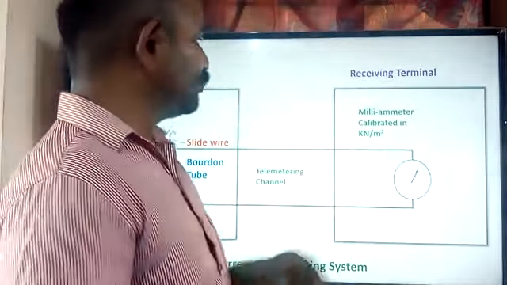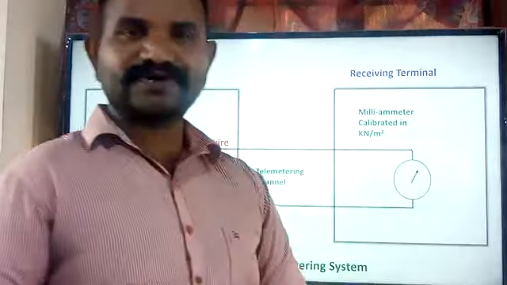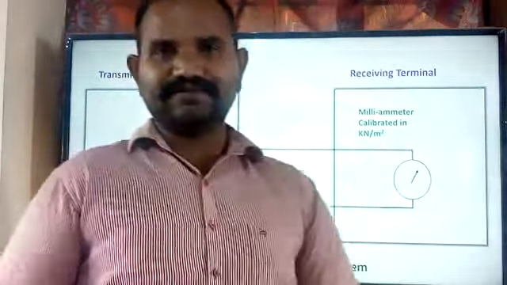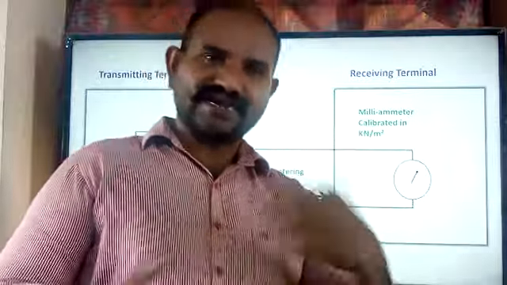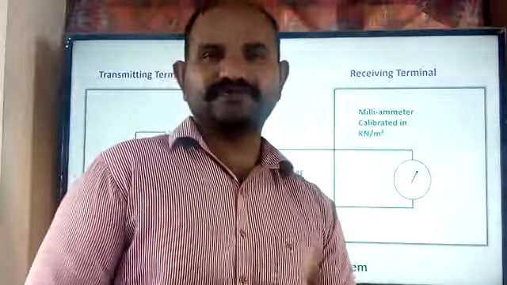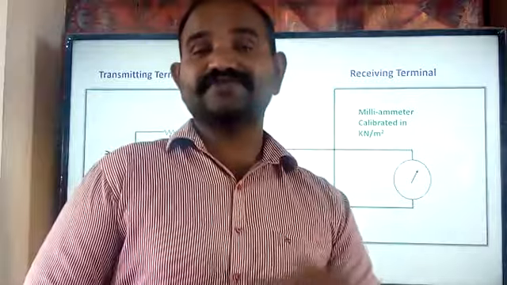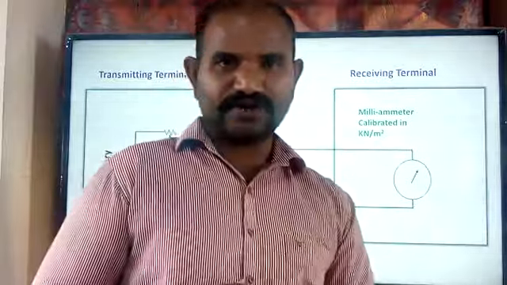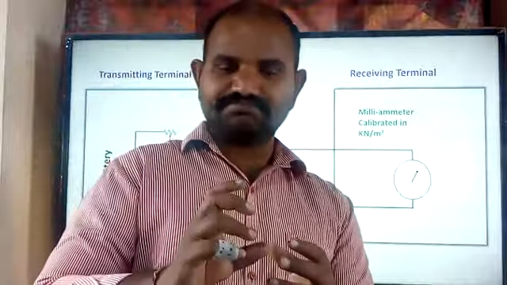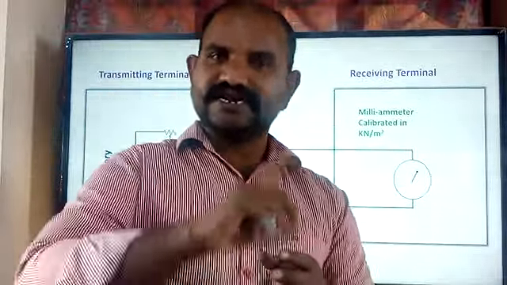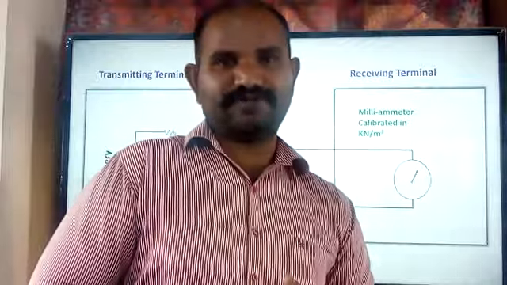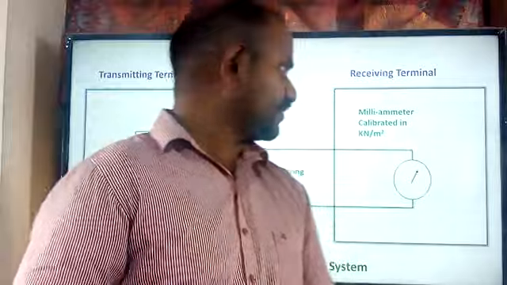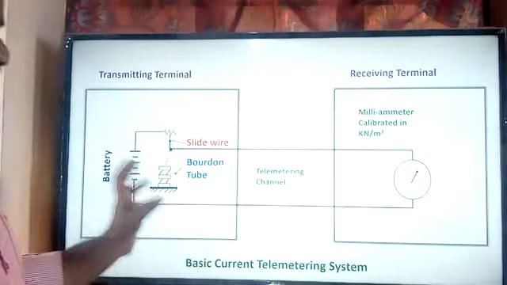In the end device, I am going to use a milliammeter because the information is going to be transferred in the current format. So the milliammeter is adjusted in such a way that it shows the readings in terms of the pressure, not in terms of the current. Obviously, it is receiving the information in the current format only, but the final display is tuned in such a way that the reading is shown in the pressure format, which is kilonewton per meter square. So this is the basic telemetry system.